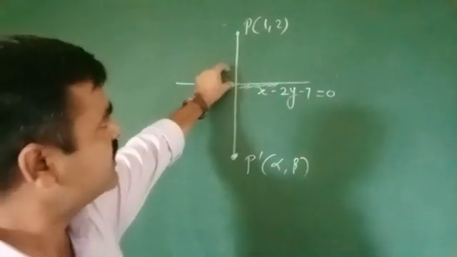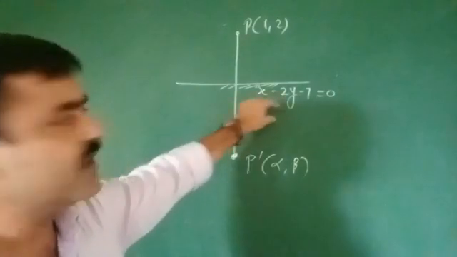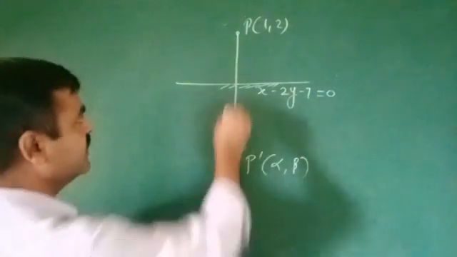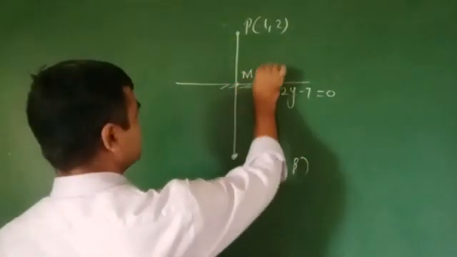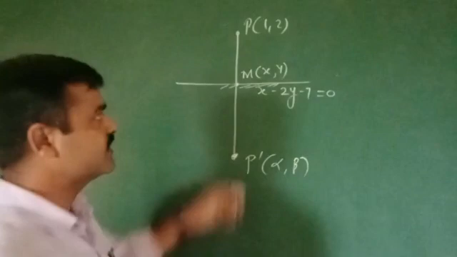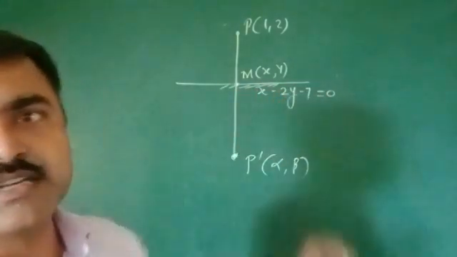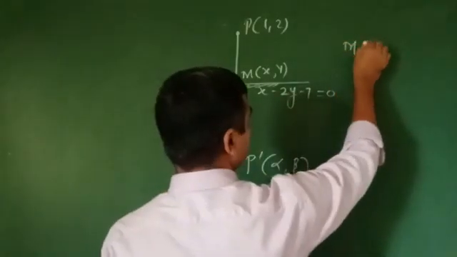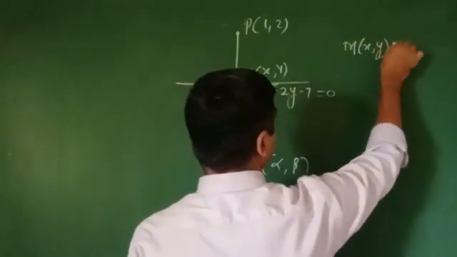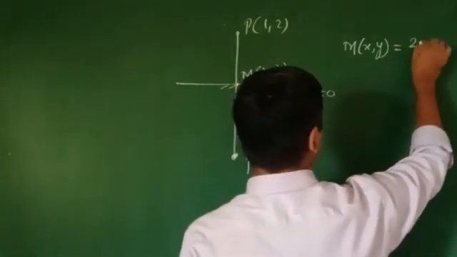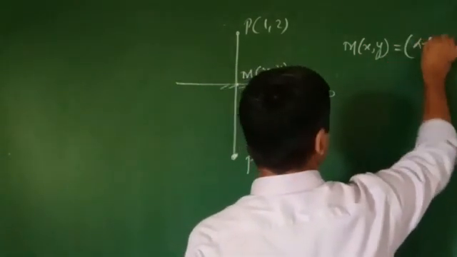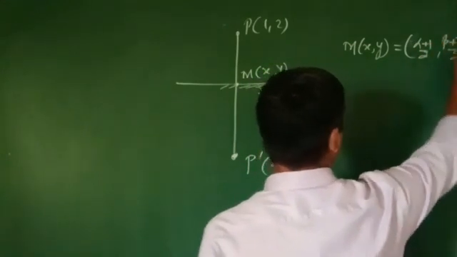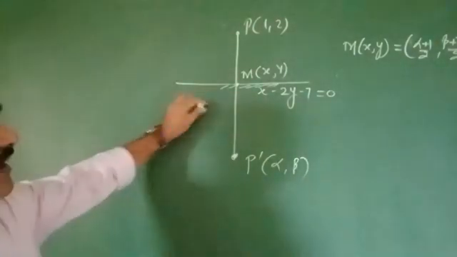Since the image is formed behind the mirror, the intersection of the line joining P and P' with the mirror line will be the midpoint. Suppose that the coordinates of the midpoint are (x, y). So the midpoint M(x, y) equals ((alpha + 1)/2, (beta + 2)/2).